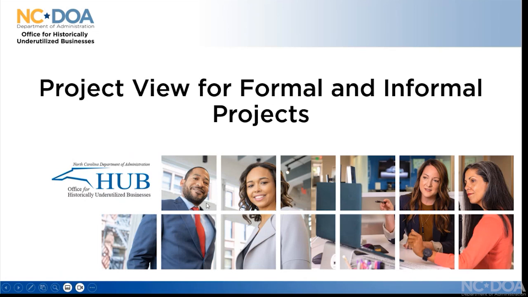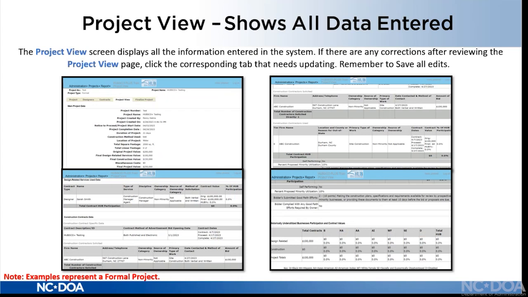We're going to look at the project view for formal and informal projects here. And it shows all the data that you've entered here. And again, this isn't a screen where you could enter data. It's just about looking at it and saying, did I enter in everything I need to? Is there a blank somewhere that I need to be aware of? Like, we're almost ready to finalize it, but we don't have a final dollar value or a completion date. You would need to go back in and clarify those things before you moved on.